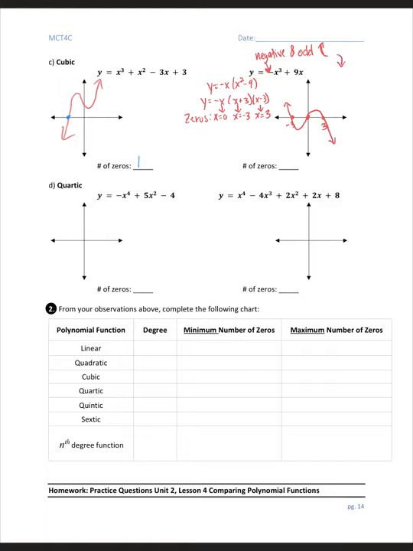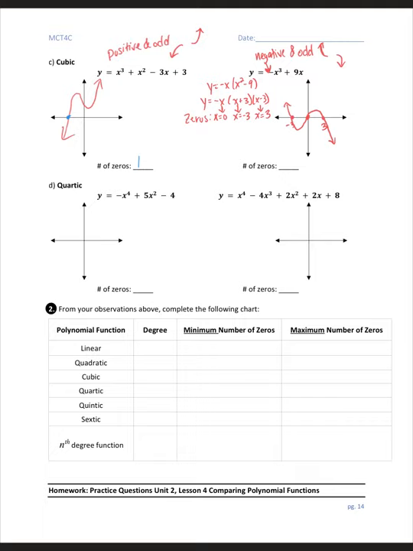If we look at the first one we did, we have a positive leading coefficient, and it's a degree that's odd because it's a degree of 3. And so that tells us that our end behaviors are going to go down to the left and up to the right, which you can see is also true for this cubic.